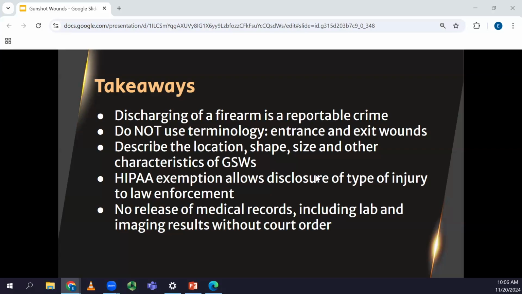Okay. And as I said before, if they push it, you know now for sure, you can never release medical records, including labs and imaging results, without a court order.